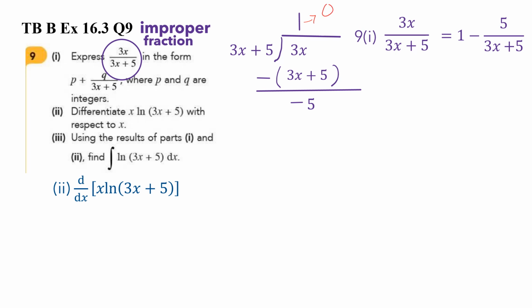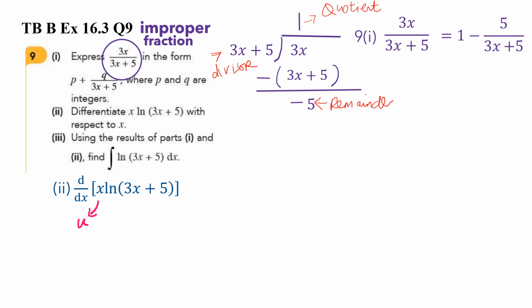quotient. This one is your divisor. And this is your remainder. Okay, so that is 9 part I.